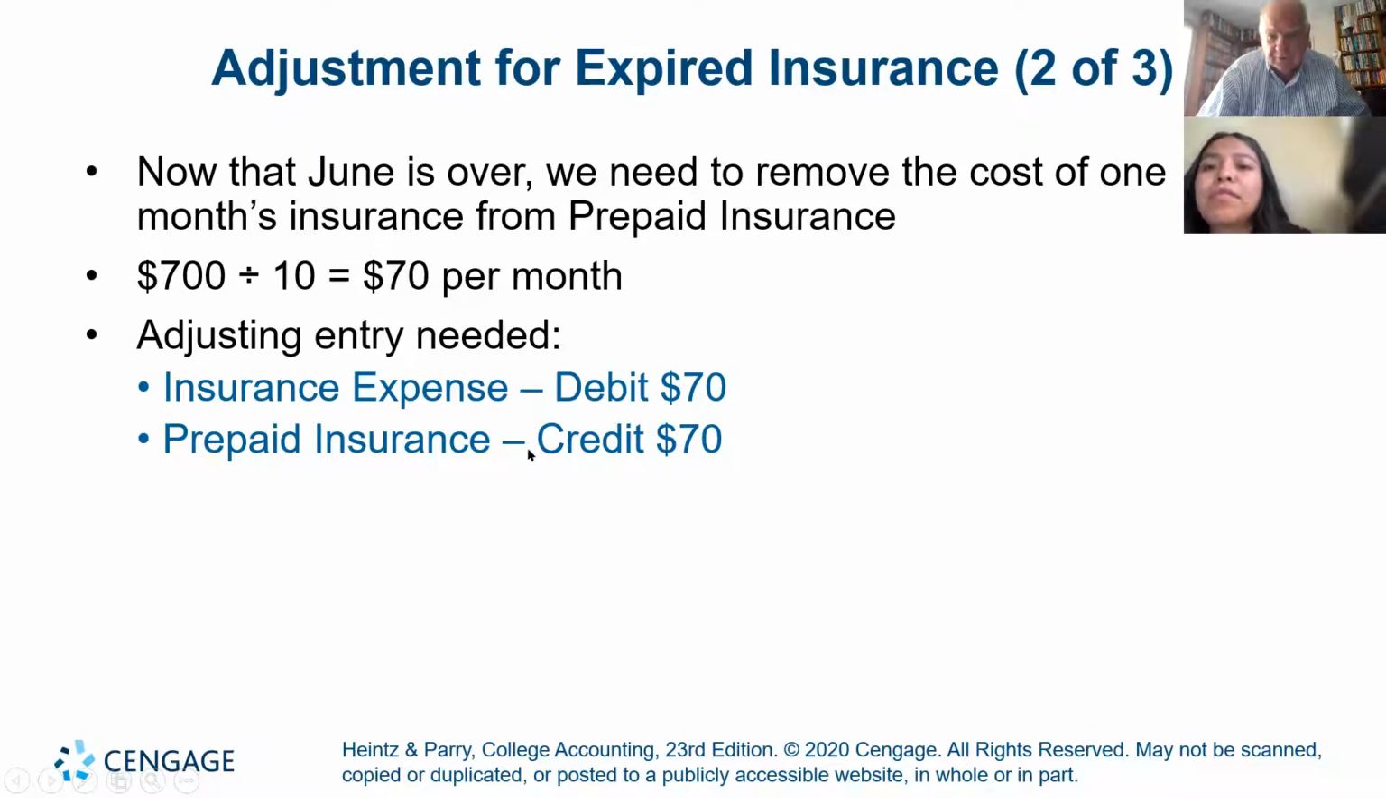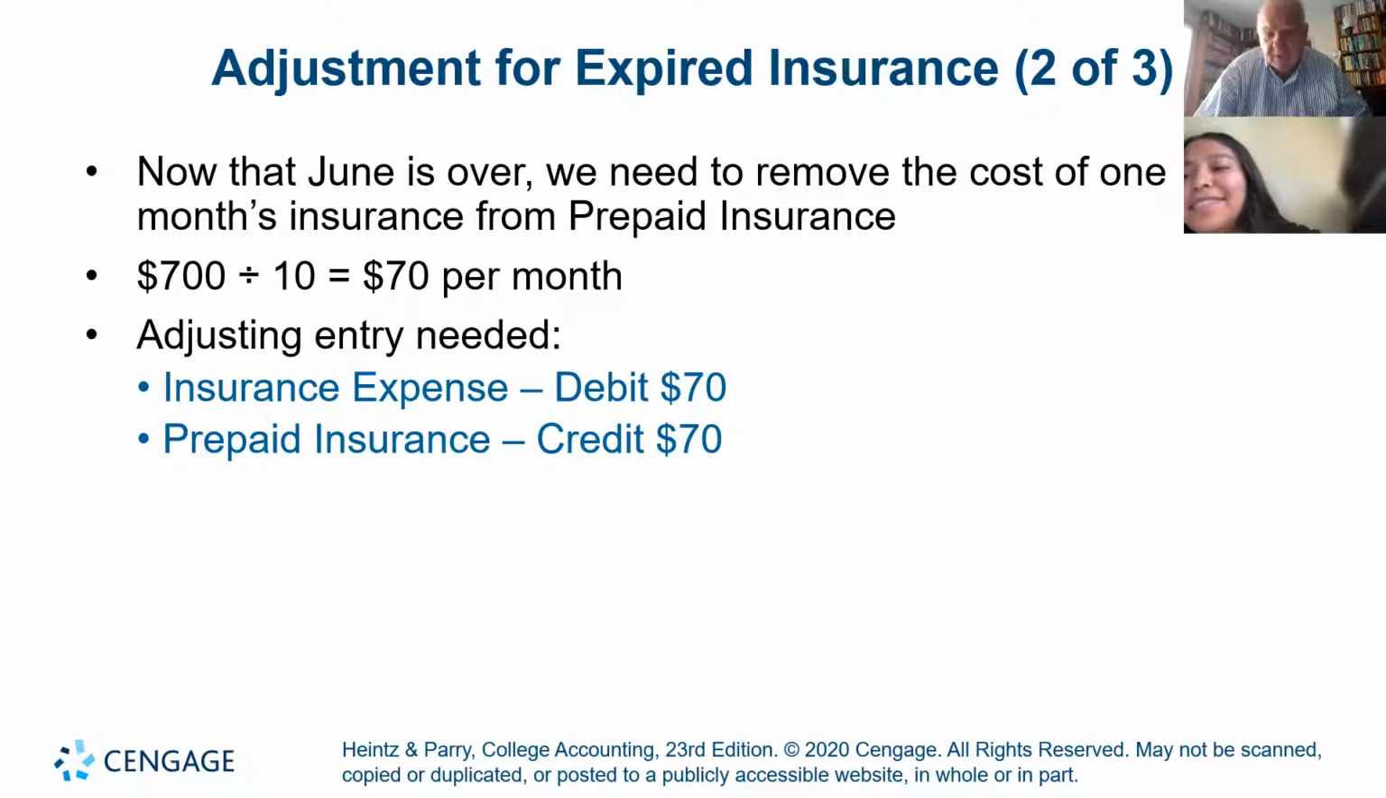Look at your journal entry. You debit insurance expense and you credit prepaid insurance. You're going to do that for the next 9 months. You're going to write that same journal entry, Crystal. You're going to debit insurance expense and credit the prepaid insurance. And after 10 months, the balance in the prepaid account will be zero. You've used it up over the year, okay? That help a little bit with the insurance?